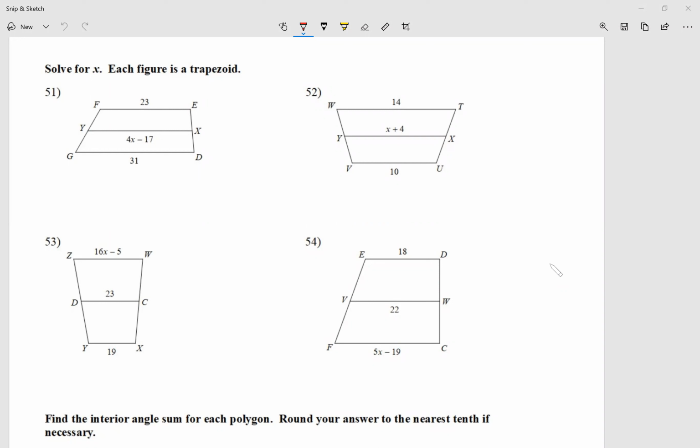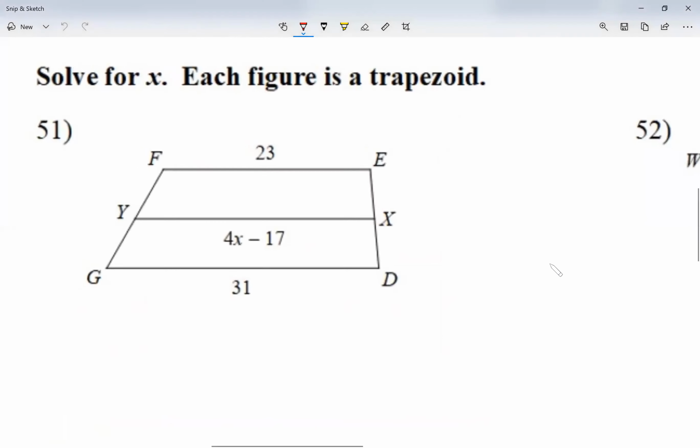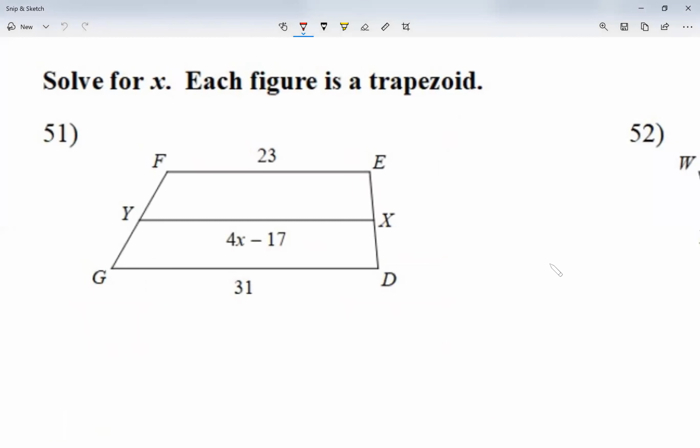Sometimes, actually, one thing before I move on, the midsegment, sometimes people call it median. So if you ever hear the word median or midsegment, when we're talking in geometry with shapes, that's the same thing, okay? Midsegment or median is the same thing. It's basically the segment in the middle. So let's take a look at number 51. The instructions are solve for x.